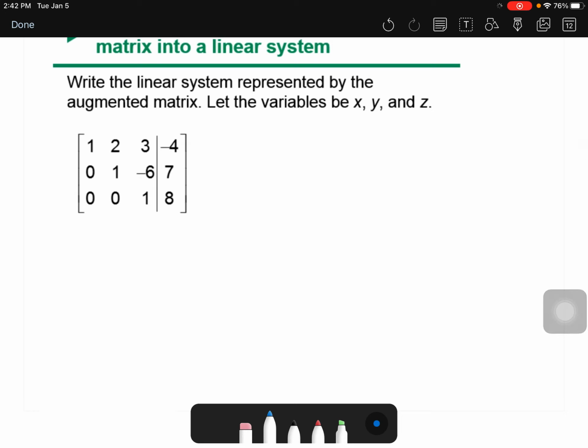Okay, here it says write the linear system represented here. So this is just kind of going in reverse of what we had done before. If we write this back as a system of linear equations, the first row is 1, 2, 3, and -4. So that's 1x plus 2y plus 3z equals -4. And then here we don't have a term for the 0, so then we just have y minus 6z equals 7. And finally we have just z equals 8 at the bottom. Okay, so that would be kind of going the other direction with it.